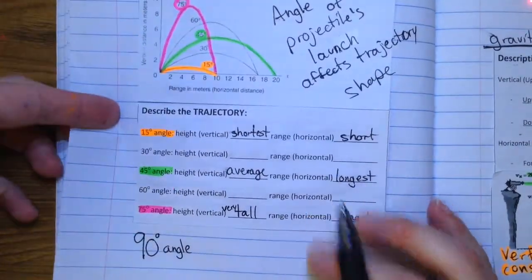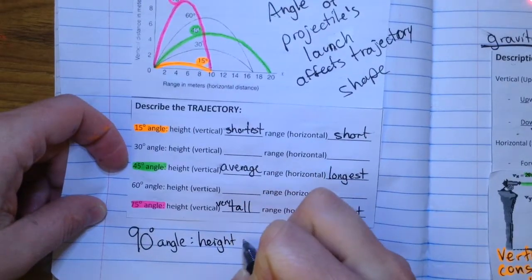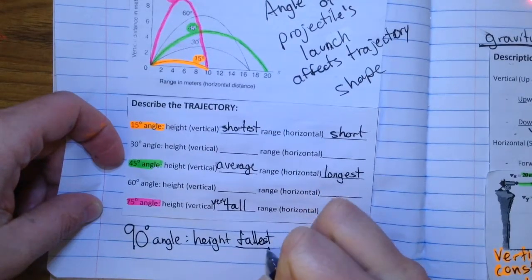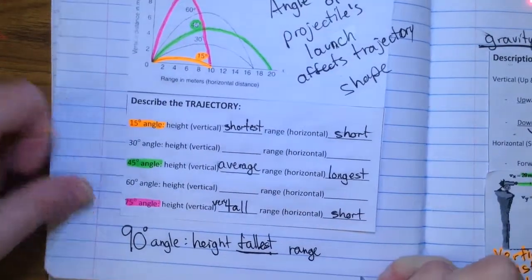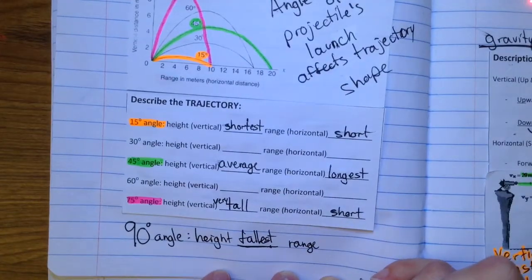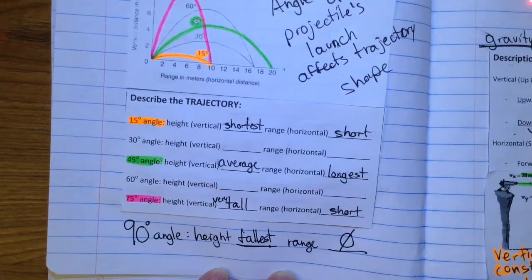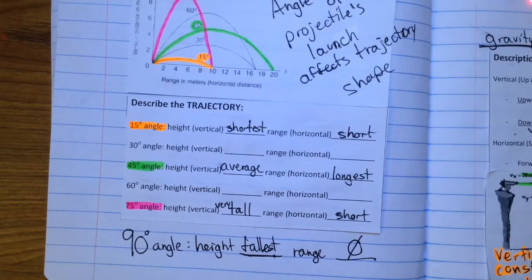If you throw something straight up into the air, the height is the tallest. That's the highest you can get it. But what about the range? What is the range if you throw it straight up in the air? It's 0. It doesn't have a range. Okay? It doesn't have a range. It's 0.